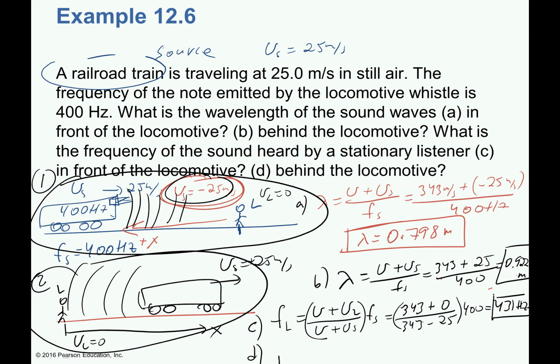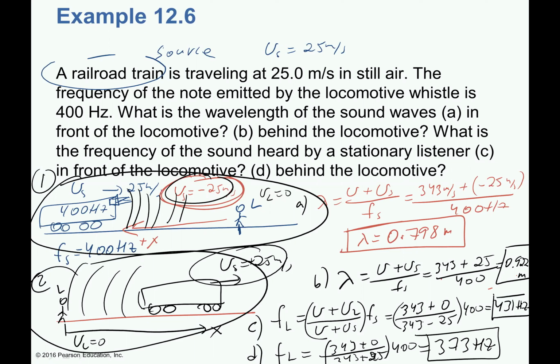For case 2, part B, when it's behind the locomotive, it's the same thing: 343 plus 0 over 343 plus Vs, but this time Vs is positive. And what we're going to get here is 373 hertz. That means we have a lower apparent frequency when the source is moving away from you. And that equation basically gives you that.